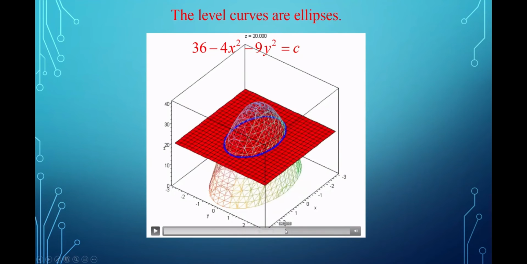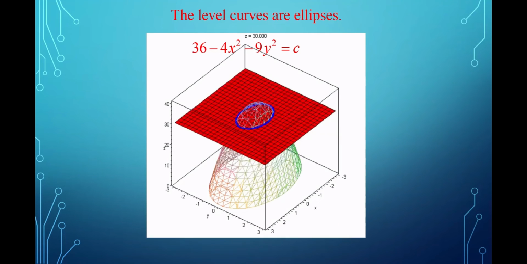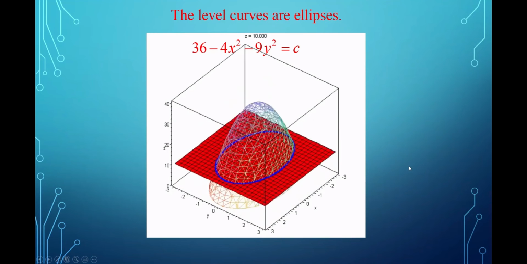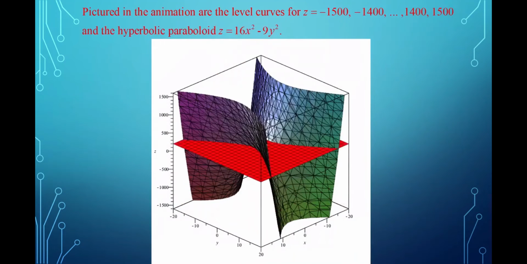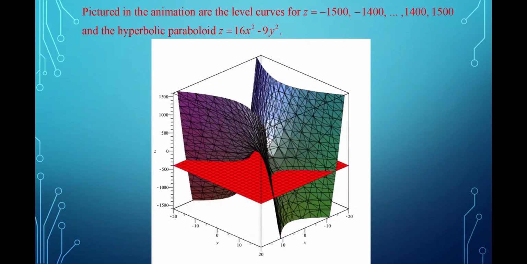If I click up here, we can look at another one. This corresponds to z equals 20. So it would be 36 minus 4x squared minus 9y squared equals 20, or 4x squared plus 9y squared equals 36 minus 20, which is 16. And you could click out here, and there's another one. There's your level curve for that, and then take a look at all of them that I pictured again one more time.